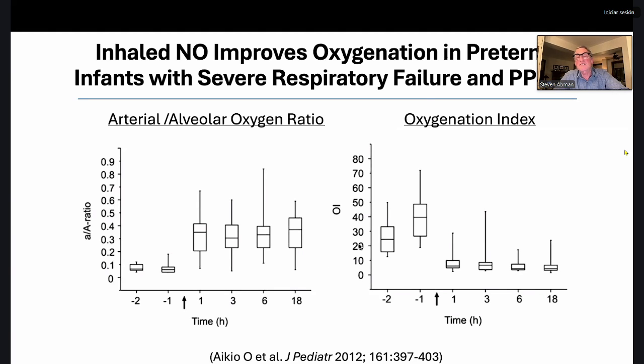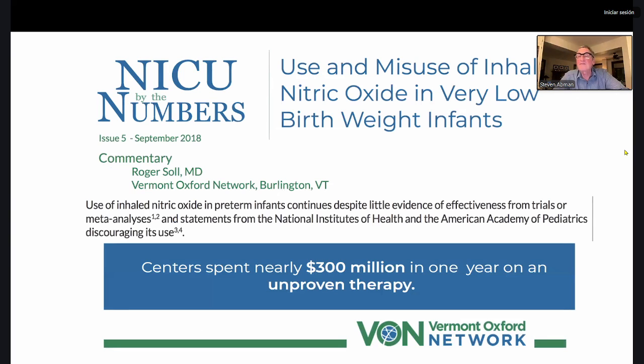And a number of other sites showed something similar. This is from a Finnish group, Mikko Holman's group, that gave nitric oxide to prems with respiratory failure, PPHN, and could see improved oxygenation during the 18 hours they were treated here, a drop in oxygenation index, and an increase in arterial to alveolar ratios. And again, there are many, many little case studies here and there that showed that. However, when we did, and many people did, large multi-center trials giving nitric oxide, it did not change the incidence of BPD at all. And so where's the discrepancy and what's going on?